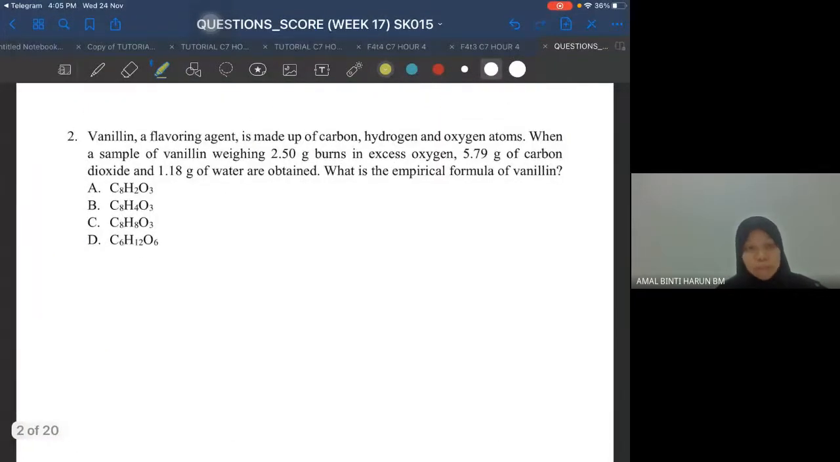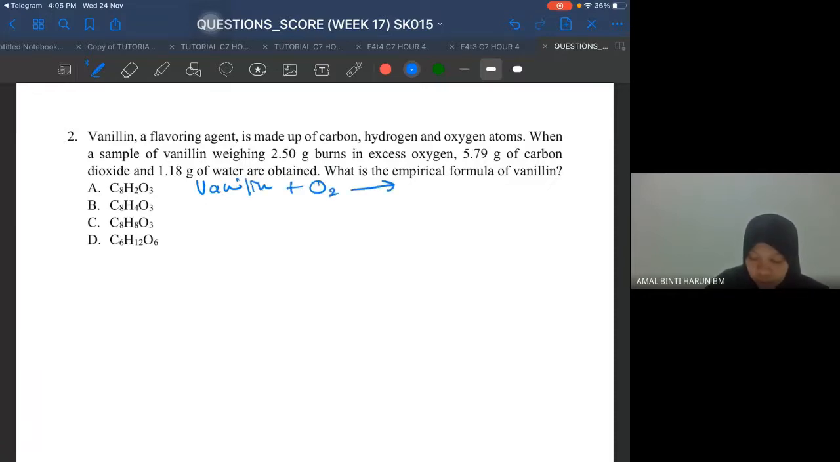Now we go to question number 2. Number 2, vanillin is a flavoring agent. Weighing dalam vanillin ni ada 2.5 gram. It's burned in excess oxygen, producing carbon dioxide and water. Okay, that means vanillin ni kita tak tahu apakah formula vanillin, tapi terbakar dalam oksigen yang excess menghasilkan CO2 dan H2O. CO2 5.79 gram, water yang dihasilkan 1.18 gram.